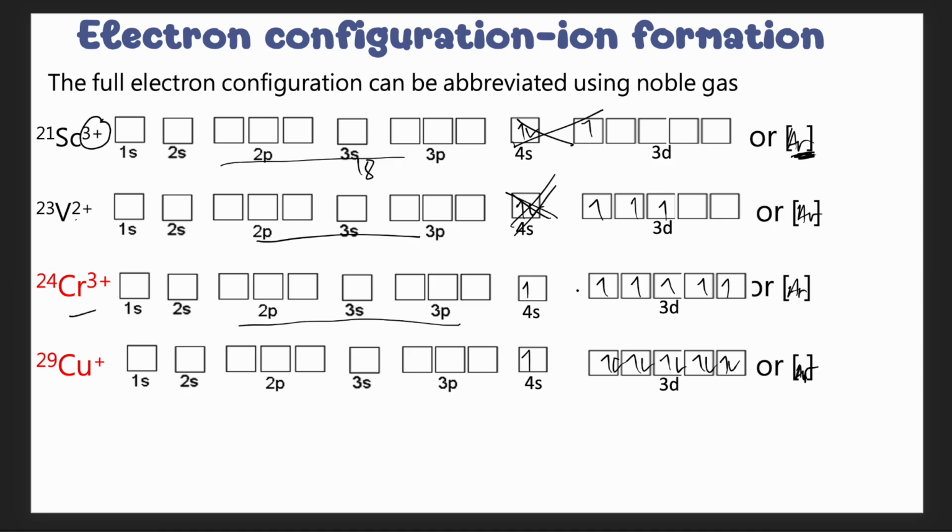Chromium 3 plus, so we remove 1 from here and then 2 from here, so it becomes 3d3 as well here. Okay, and copper, so we remove from here, so it becomes 3d10 for copper plus 1 because we lose 1 electron.